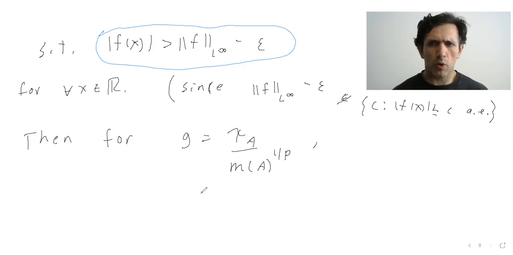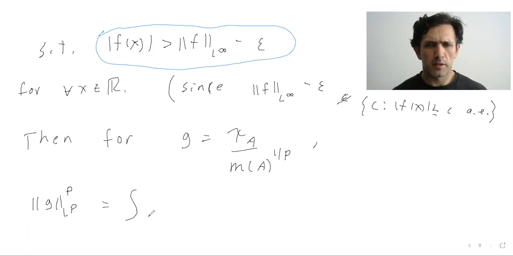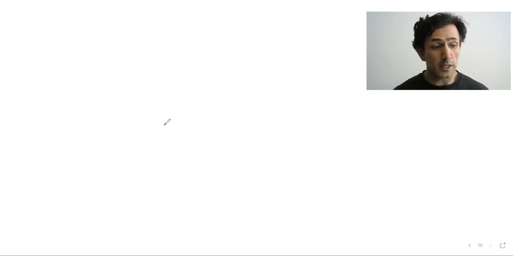So let's see. First of all, you can pretty trivially compute the L^p norm of g. It's a characteristic function, so we're integrating over A, and it's 1 on A. So it's going to be 1 over, we'll raise this to the p. Well, obviously that's just 1. So it certainly is less than or equal to 1 in L^p norm. It's equal to 1.